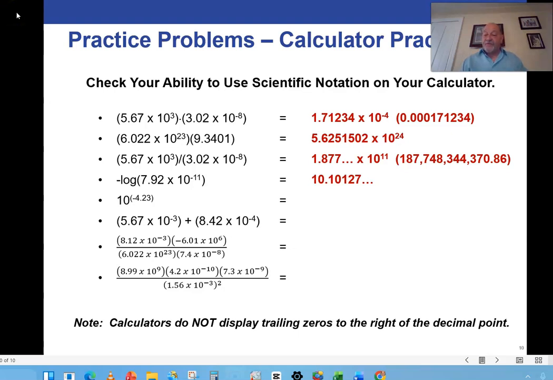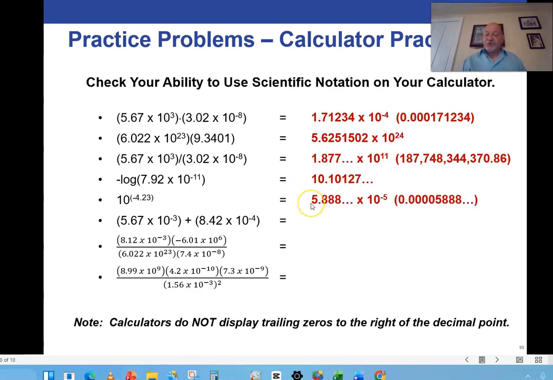So pause the video, and the answer is shown here. 5.888 with a lot of other digits times 10 to the minus 5, and this would be in molar if you're in a chemistry class. And since this number is not incredibly tiny or incredibly large, it would be displayed in decimal format on your calculator as 0.0000, that's 4 zeros followed by 5888, etc. You'll notice the 5 starts in the 5th position after the decimal point.